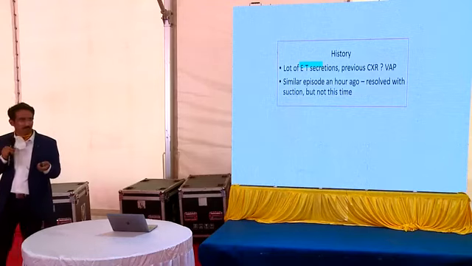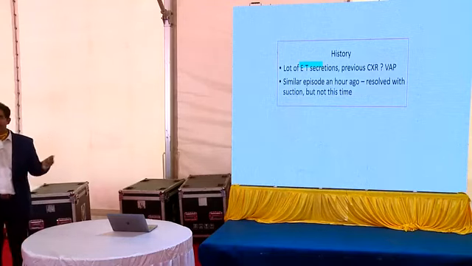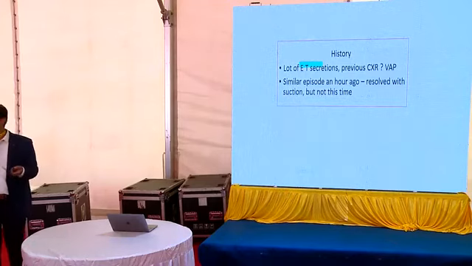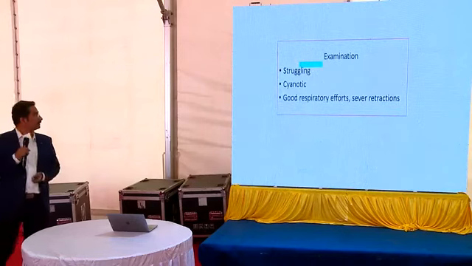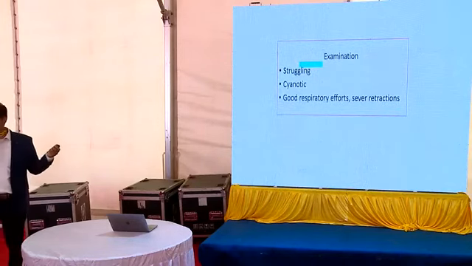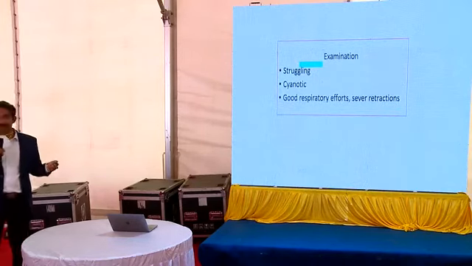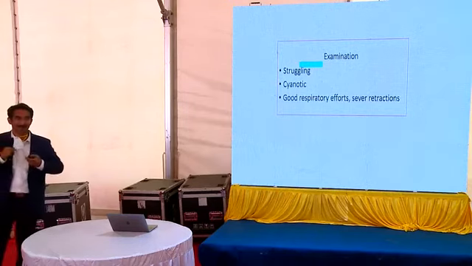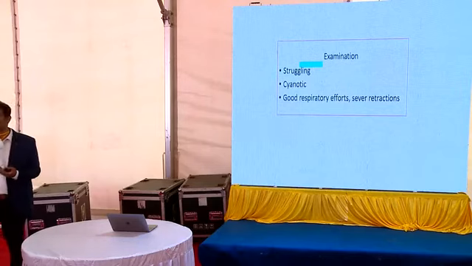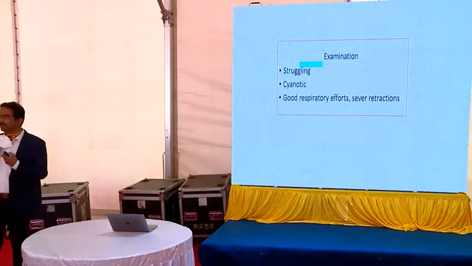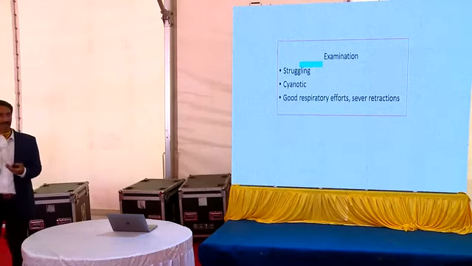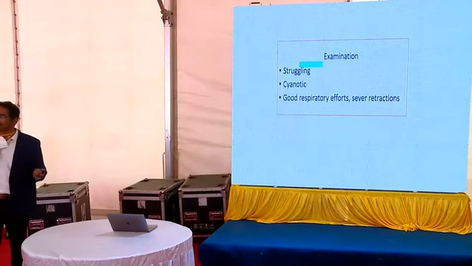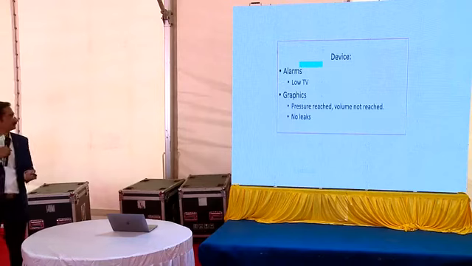Most likely cause is probably an ET tube block, because there is a substrate for that: probable VAP, increased secretions which are thick. On examination, the baby is struggling, cyanotic, has good respiratory efforts, but there are retractions. So what does it tell? That means a clear-cut airway block, the resistance to flow is more. That is why, in spite of the baby trying to generate pressure and volume, they are not being generated. So here we almost know that it is an ET tube block.